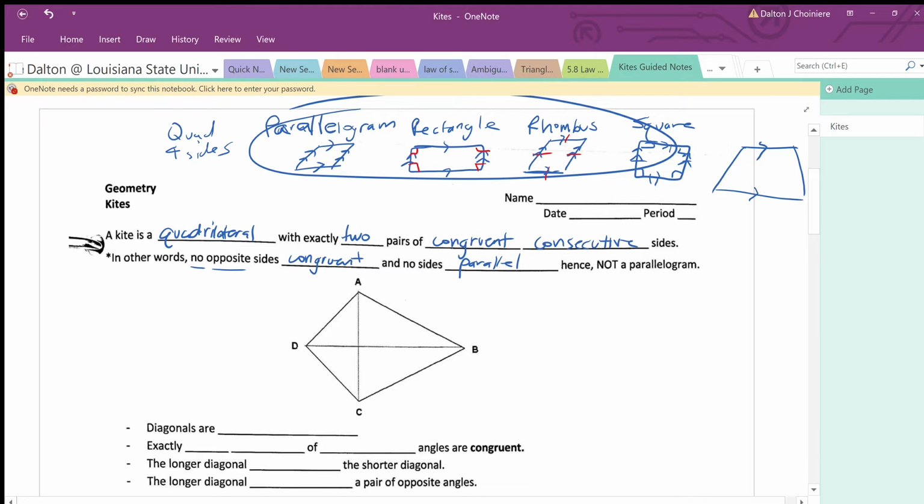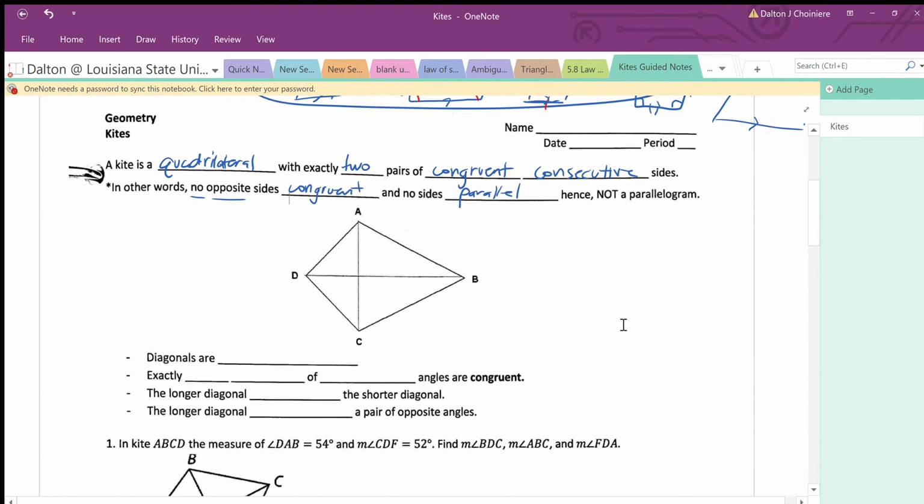Okay, so here is an example of a kite. Now, a kite's not just like a toy, it legit is a geometric figure. So let's talk about some very important aspects of a kite. There are four. First one, diagonals are perpendicular, meaning they intersect at 90-degree angles. So if they intersect at 90-degree angles, I can go ahead and mark all four of those angles are at 90 degrees.